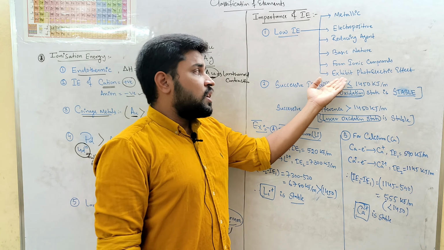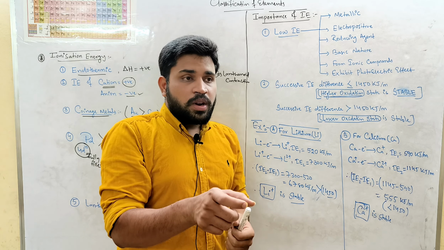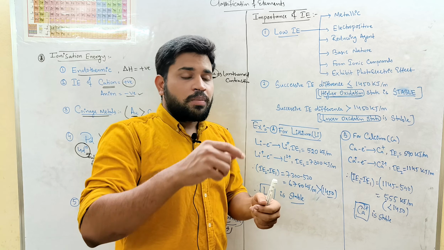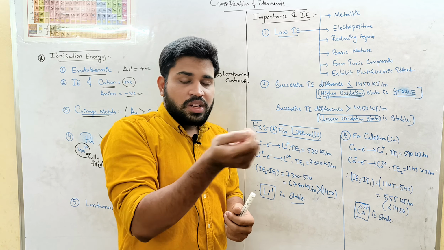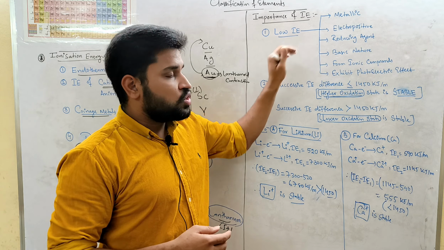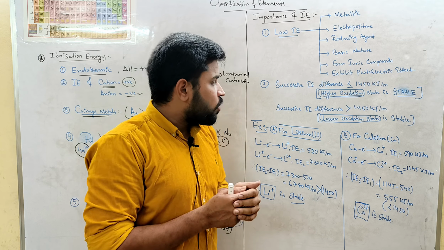And next one is they are going to exhibit photoelectric effect. You know that photoelectric effect means when metal is struck with high energy light, what is going to happen? The electrons are going to be released. So when a metal is going to release electrons, when it is having low ionization energy. So this is the importance.